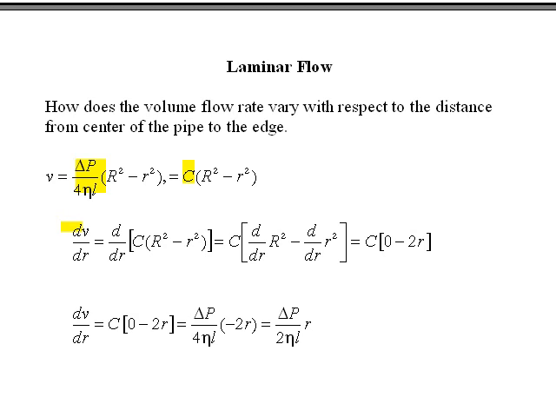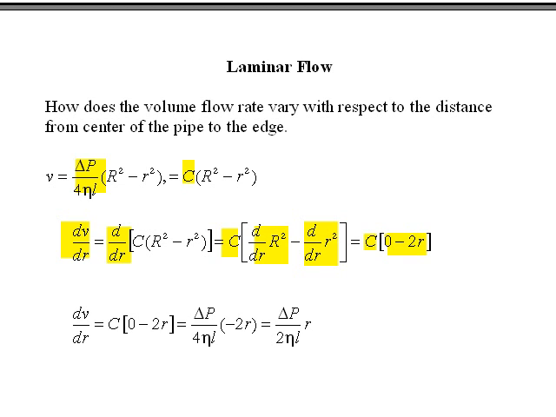I want to take the derivative with respect to little r. Here's the c. It's a constant multiplier, so it comes out in front. Then I can take the derivative of the first term and subtract the derivative of the second term. Big R is the outside radius of the pipe. It's not changing with little r, so that derivative is 0. Now I take the derivative of r squared and I get 2r. There was a minus sign, so I have minus 2r.